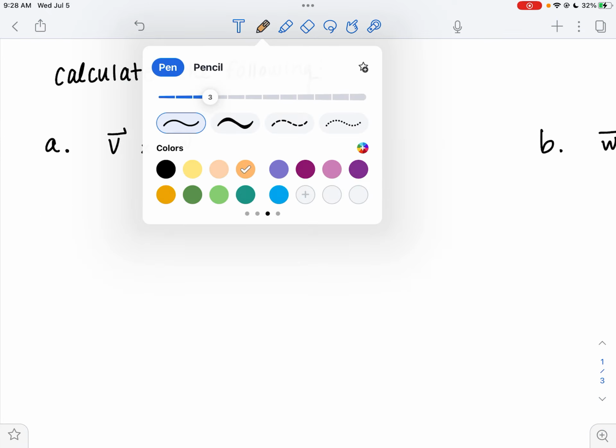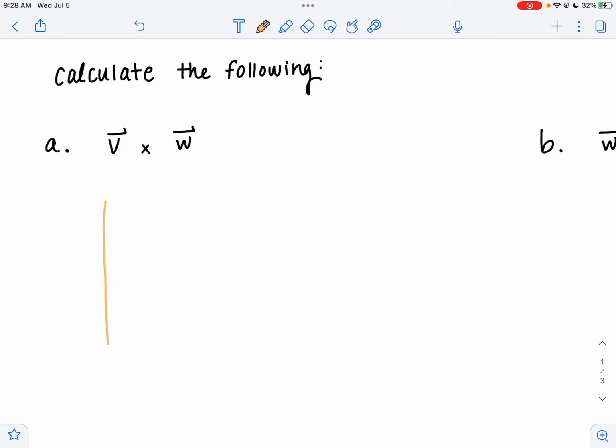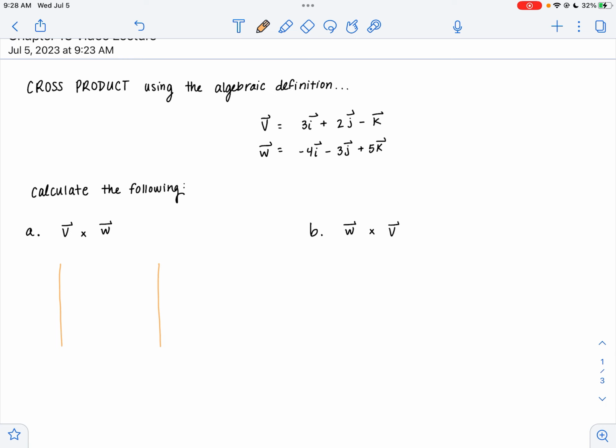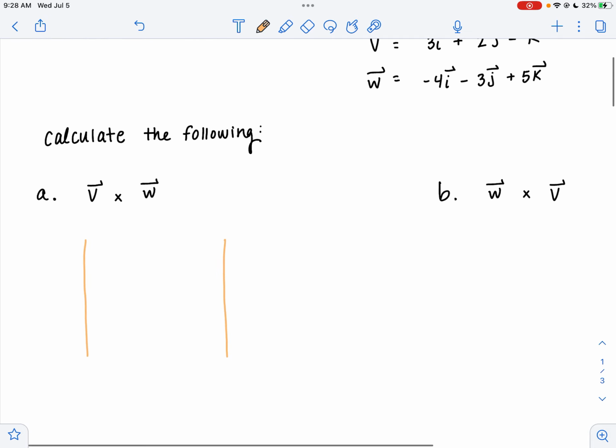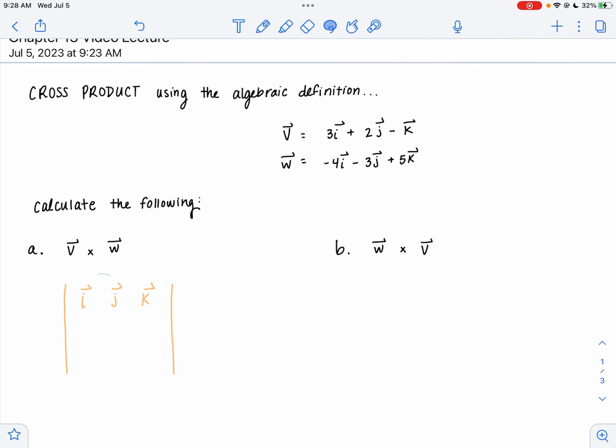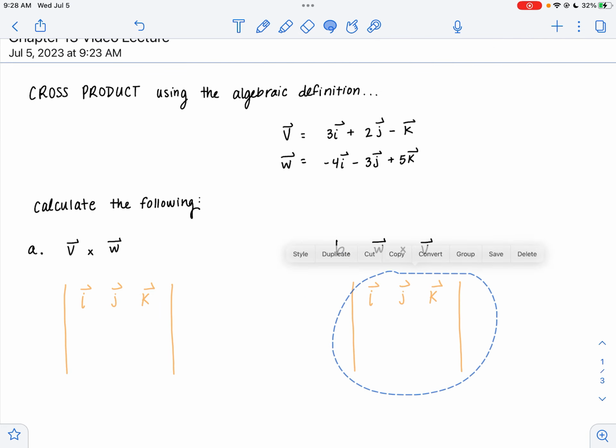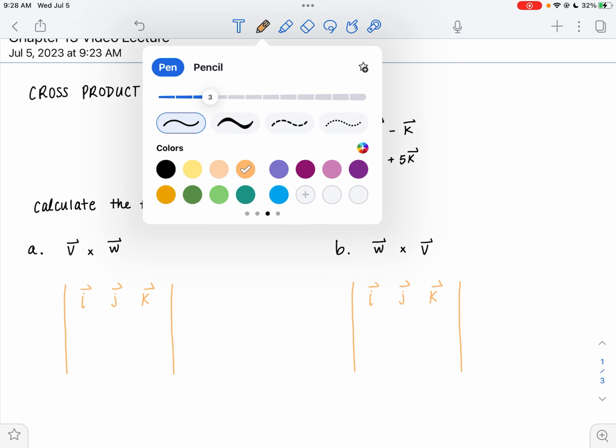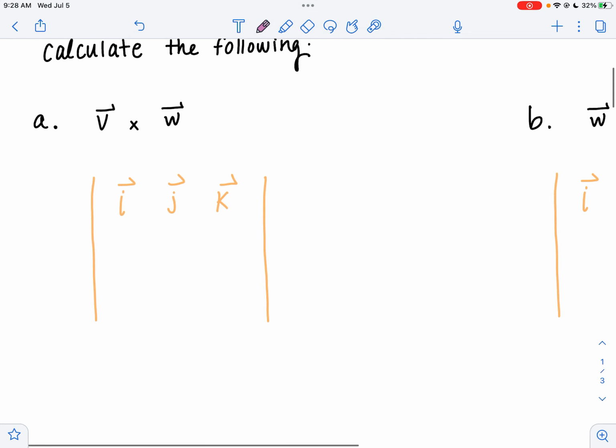Essentially, the algebraic definition is saying that we're going to take the determinant using the coefficients of these vectors in the order that they're given. So starting with v and then w, and then for b it would be starting with w, then with v, and using those with our vectors as the top row. So that would be i, j, and k. Okay, so I'm going to actually set that up for both of our problems, and we'll kind of see how they compare and then fill in our coefficients.